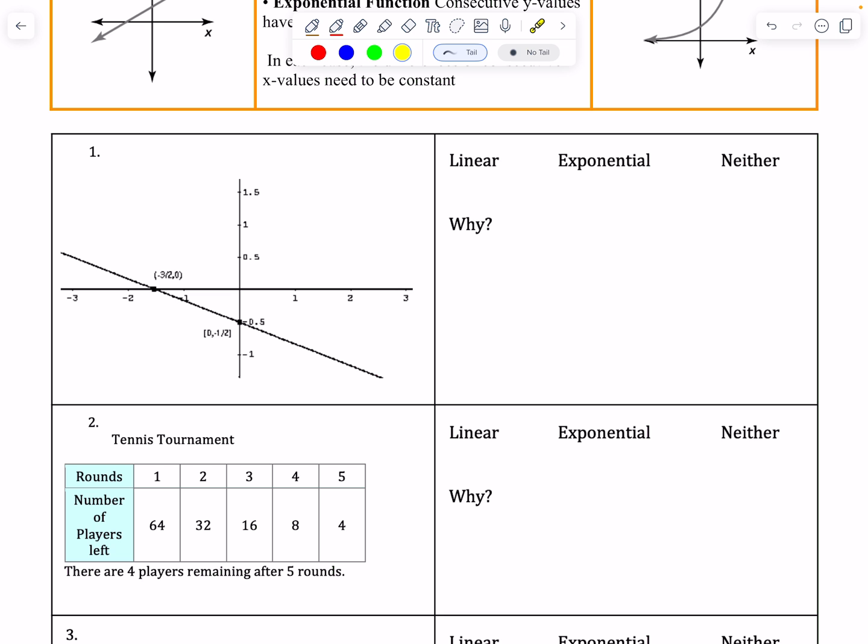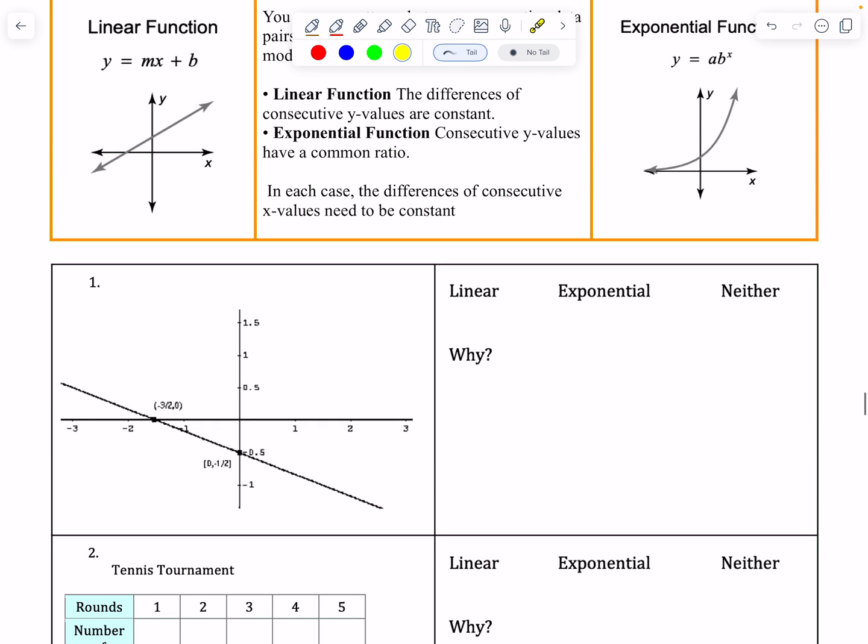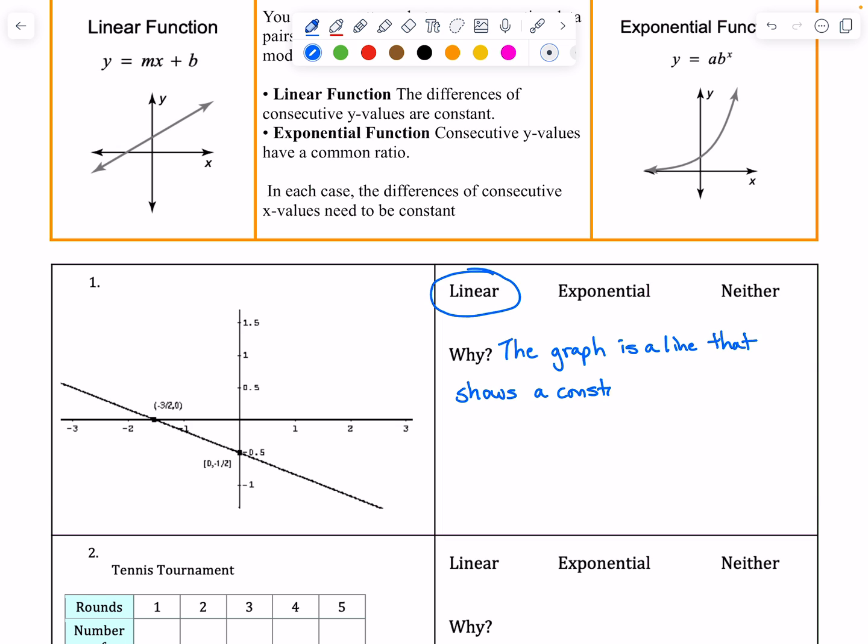So in this first graph, I can see that this looks like a straight line that has a constant rate of decrease. Like it looks like it's definitely going down by the same amount each time, and that is consistent, like the difference between these y values is going to be the same. So I would definitely choose linear for this first one. And let's put that the graph is a line that shows a constant rate of decrease.